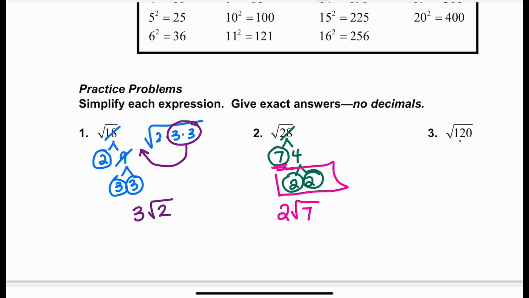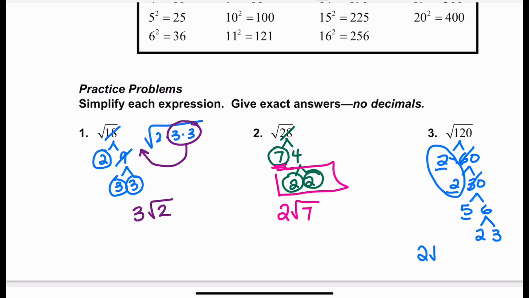Now 120, we've got 2 and 60, 2 and 30, 5 and 6. 2 and 5 are all prime, but 6 breaks down to 2 and 3. We're going to look for groups of 2 that we can pull out front. The only group of 2 that we have is a 2. So we're going to pull the 2 out front, and then we want to write all the numbers that are left over. They're going to go back underneath the square root. 5 times 2 is 10. 10 times 3 is 30. So this would be equal to 2 square root of 30.